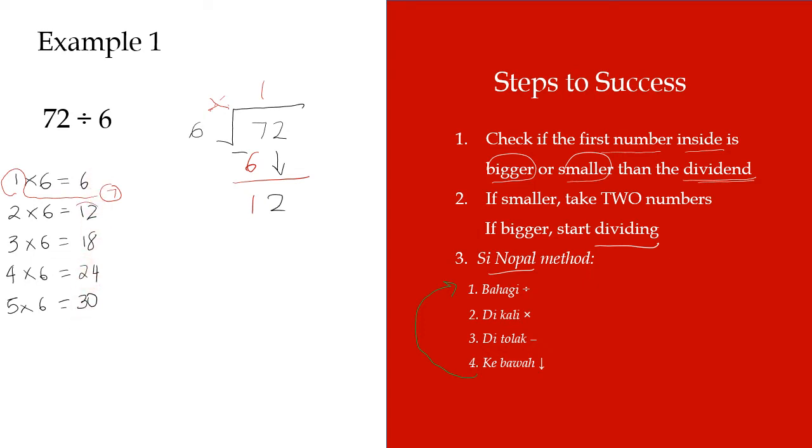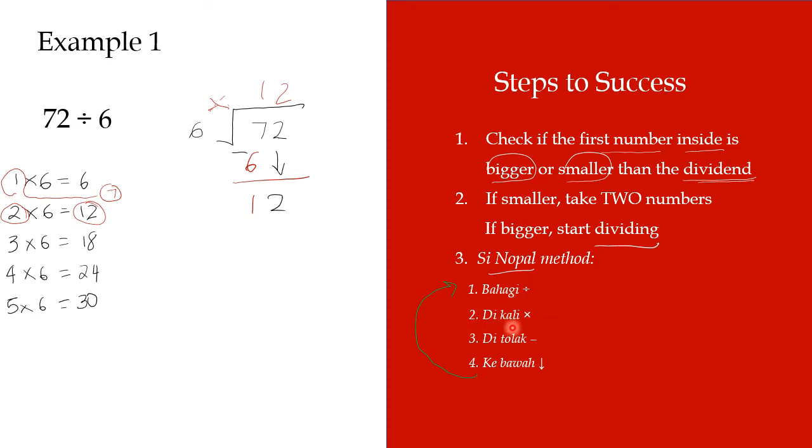Of course, it's right here, 12. So what is 12 divided by 6? 12 divided by 6 is 2. So the answer is 2. You can write down 2 on top. Then step 1 is done.